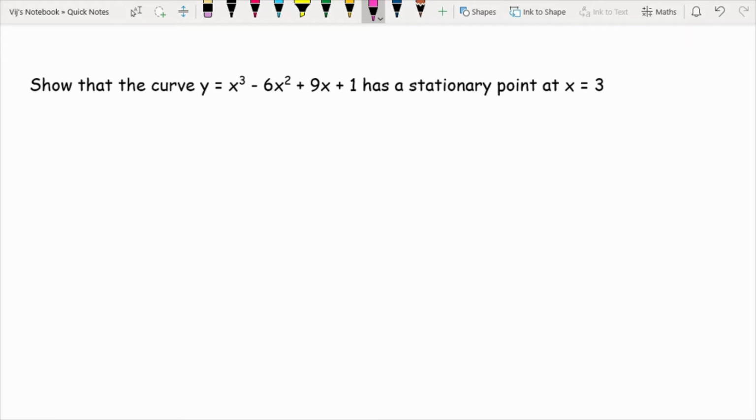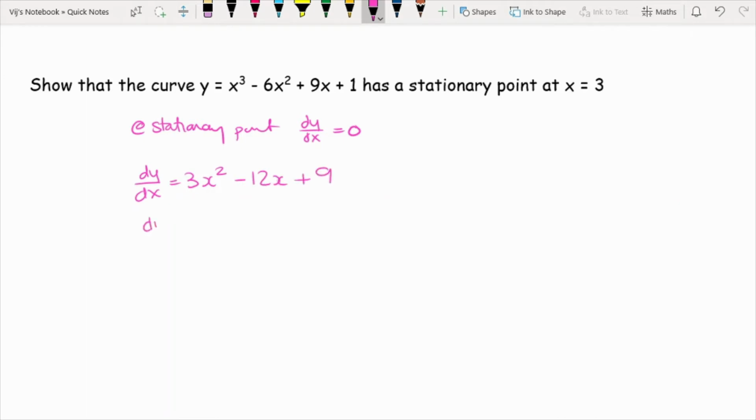So in this particular question, we're asked to show that the curve y equals x cubed minus 6x squared plus 9x plus 1 has a stationary point at x equals 3. The first thing we want to quote is that at a stationary point, dy over dx equals 0, because that is what I'm going to be using to show that it's a stationary point. So the first thing I want to do is find dy dx. So dy over dx is going to be 3x squared minus 12x plus 9.